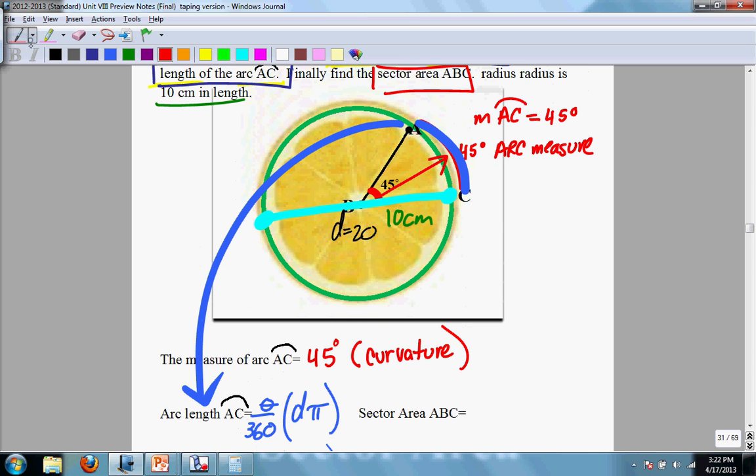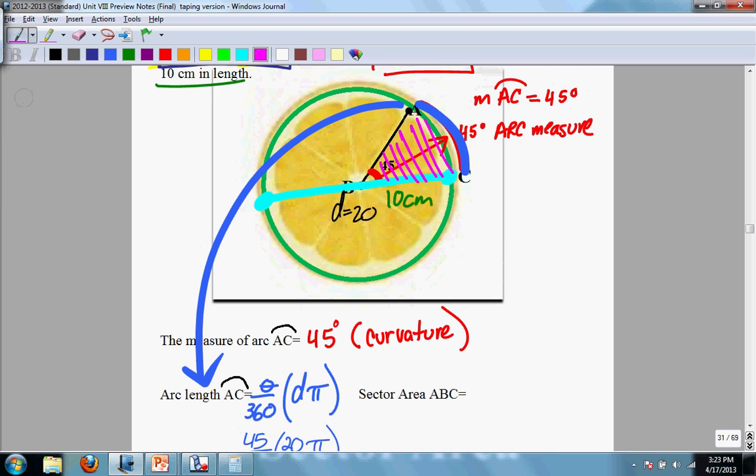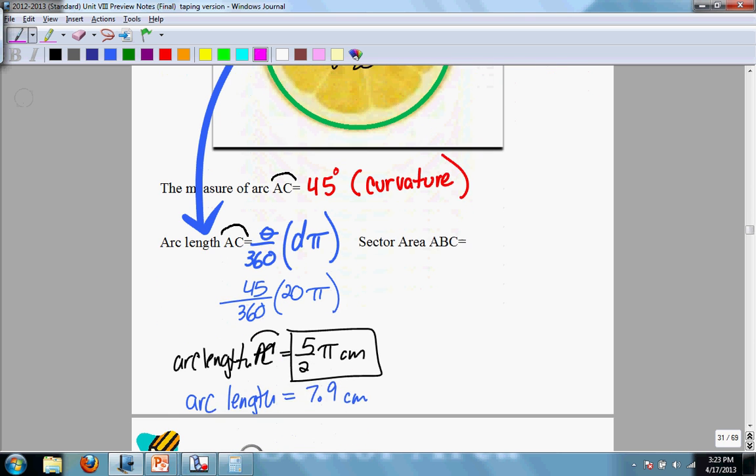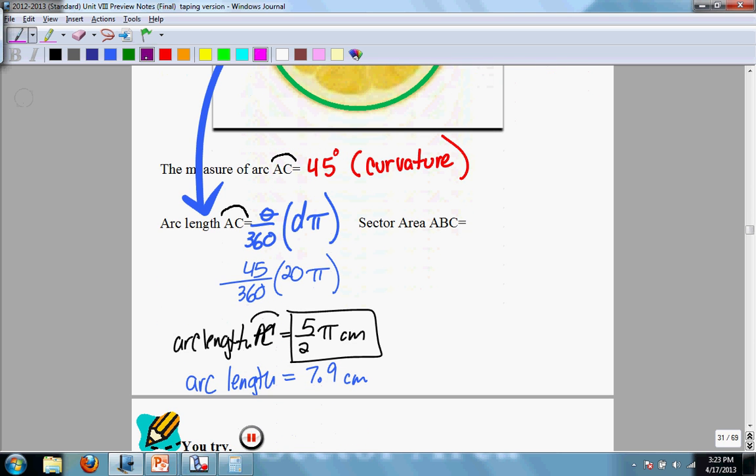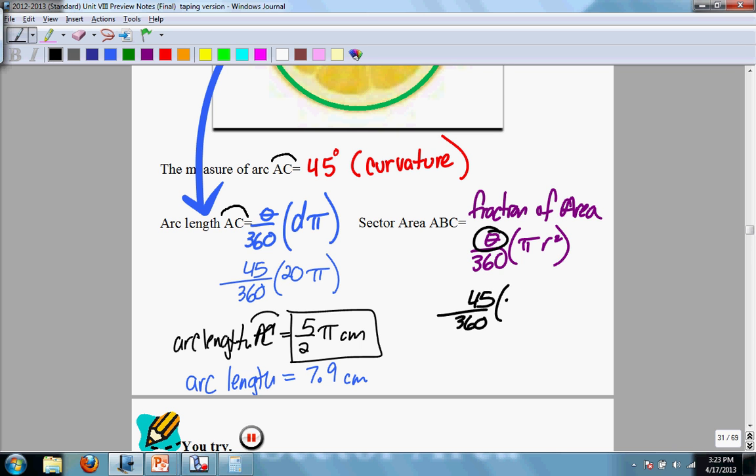Now, if we come up here, sector area is the area of that pizza slice. The area of the pizza slice. So it is a fraction of the area. Sector area is a fraction of the circle's area. So your equation is theta over 360 times pi r squared. Our theta here, we already figured it out. It's 45 over 360 times pi, and our radius is 10 squared. That makes 100.